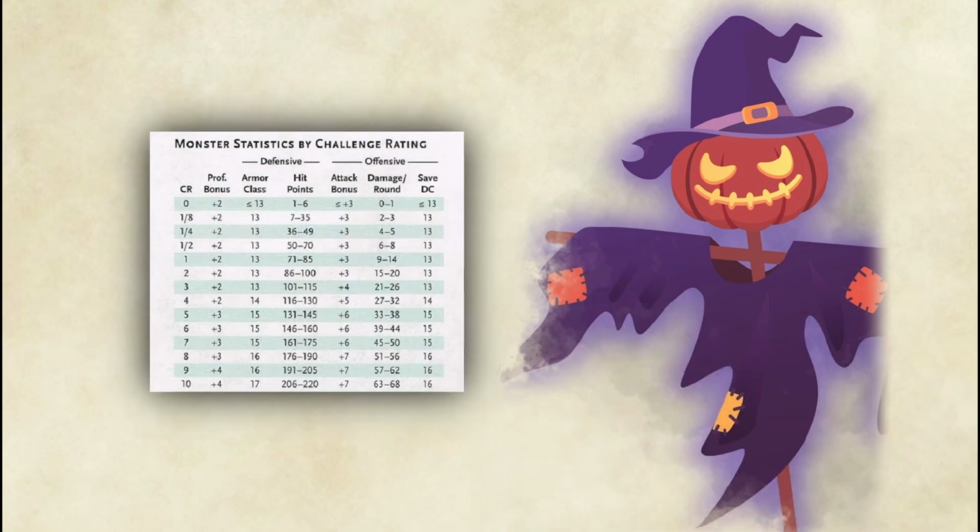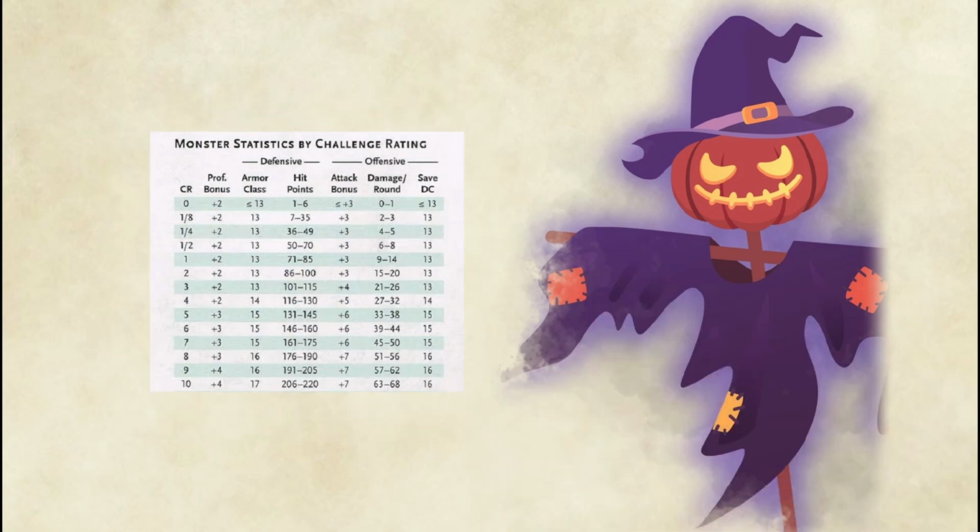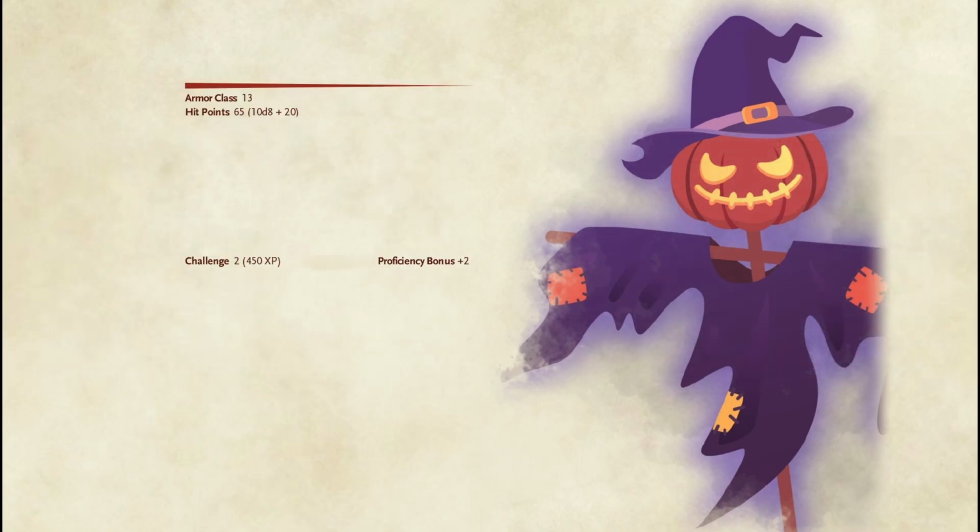So let's get started. The first step is to use the monster statistics by challenge rating table to determine the basic stats for our monster. I'm looking to create a CR2 monster, so we'll start with these stats. The DMG recommends adjusting these stats slightly to fit the theme you're going for with your monster, but we'll keep ours as the default for now. Next, we're going to come up with a name, size, type, and alignment.